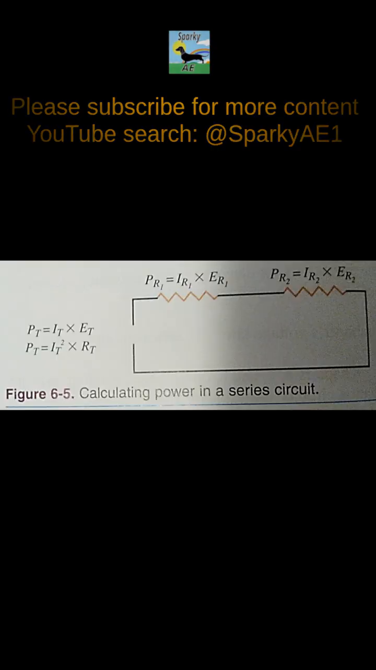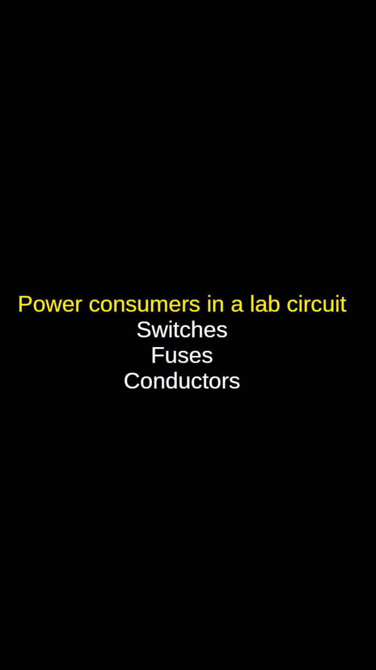Power in a series circuit. The total amount of power consumed in a series circuit is equal to the source voltage multiplied by the circuit current. See the figure. Each device in the circuit that consumes power is part of the total load. An example of consumed power is the amount of wattage dissipated as heat by each resistor. See figure 6-5. Devices that are normally considered to consume power in a lab circuit are switches, fuses, and conductors.